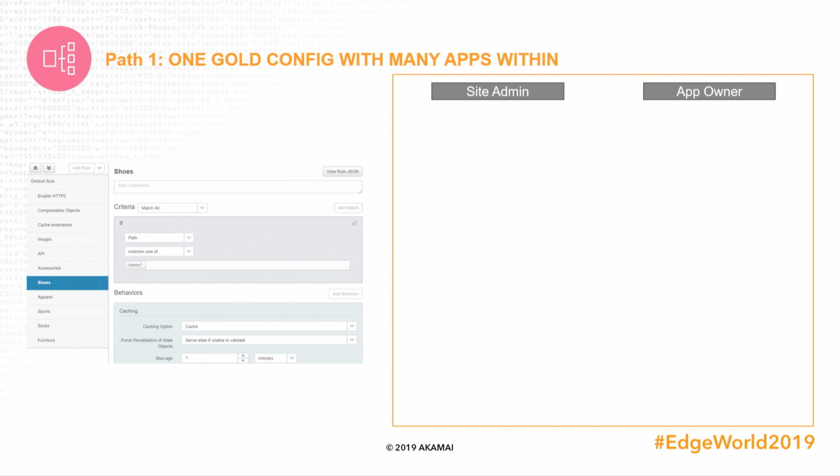The first scenario is when you have that one golden config with many apps within. Again, this is something that's familiar to you. This is the Property Manager UI. You've always seen these, and the way you can differentiate between rules over here, nothing new. The challenge that our users have always faced in the past is, in this example, I'm assuming I'm a furniture store. I've got different sections for my images, for my API, for my shoes, for my socks, for my sports.